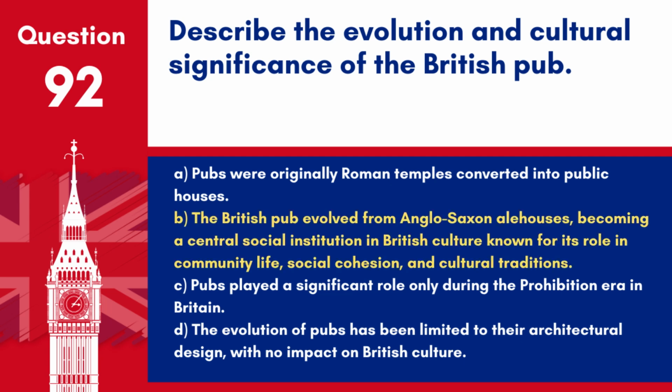Answer. B. The British pub evolved from Anglo-Saxon alehouses, becoming a central social institution in British culture, known for its role in community life, social cohesion, and cultural traditions. Pubs are more than just places to drink. They serve as communal gathering spots that reflect and contribute to British societal values.